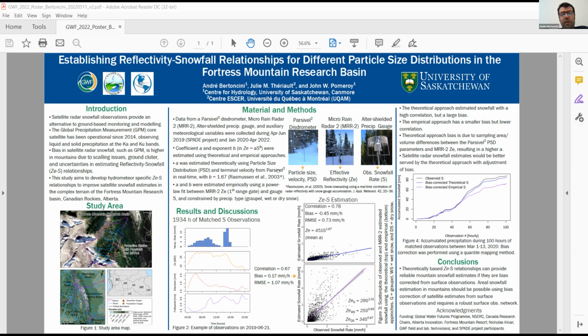We looked at 2 different methods to retrieve these relationships. One is empirical, and the other one is theoretical. We found that the theoretical method, which is this one here, although the bias is high, had a higher correlation and the spread was not too high in this case. We saw that this method could be the most useful to improve the satellite estimates, but with the caveat that it needs to be corrected for bias using surface observations from a network of gauges. So please come check out my poster tomorrow at the poster session. Thank you.